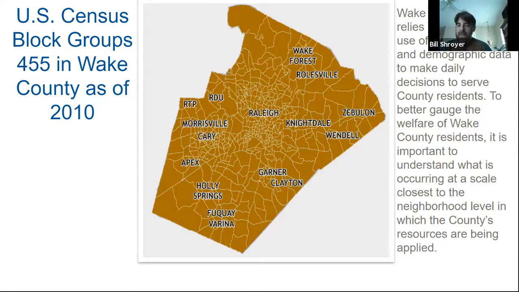So what we ended up landing on here was the US Census block groups. Very important distinction here that in census terms and geographies, there are the blocks, which are the smallest unit of geography, the block groups, and then the tracts. Blocks make up block groups make up census tracts. However, the majority of the information that's provided at the lowest community level is by block group. We have 455 of them in Wake County as of the 2010 decennial census.